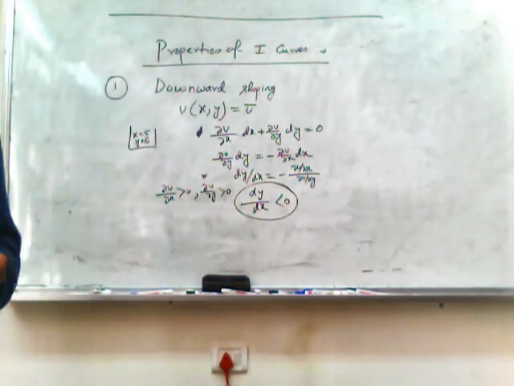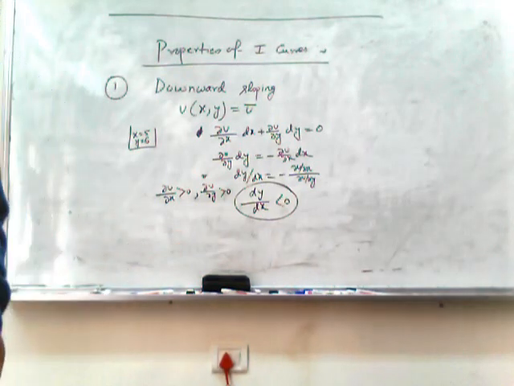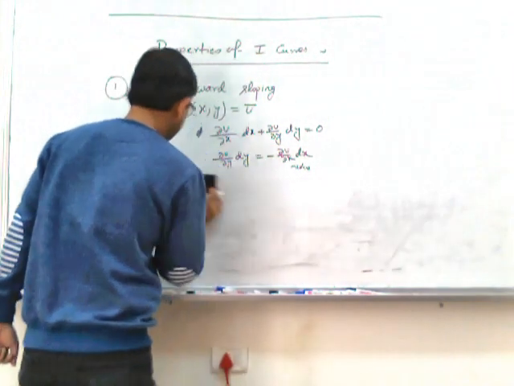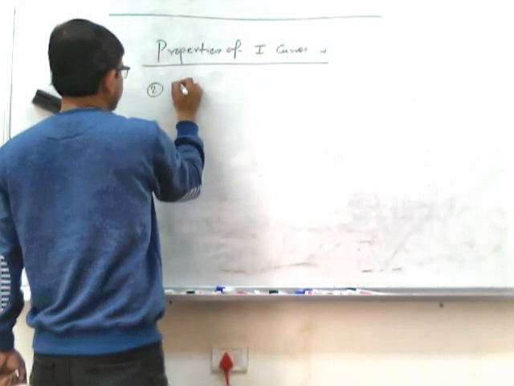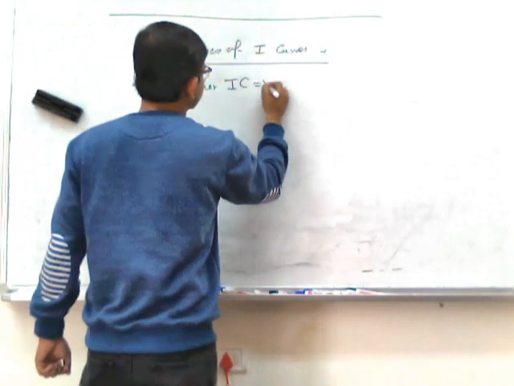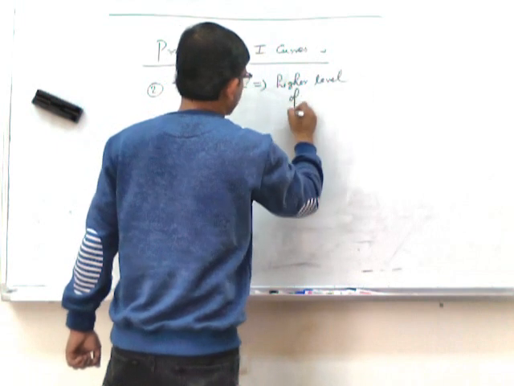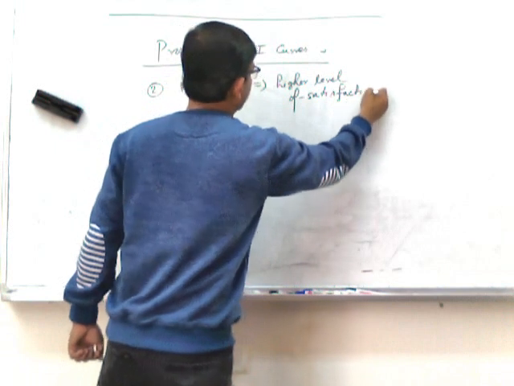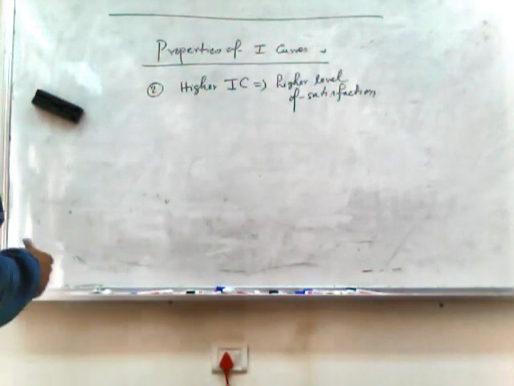Now the second property is higher indifference curve indicates higher level of satisfaction. So we will prove it with the help of a diagram.